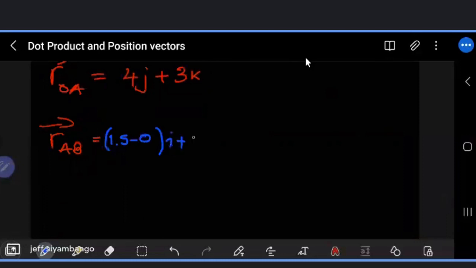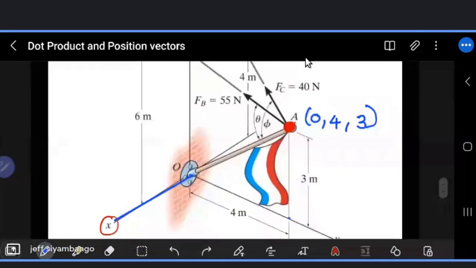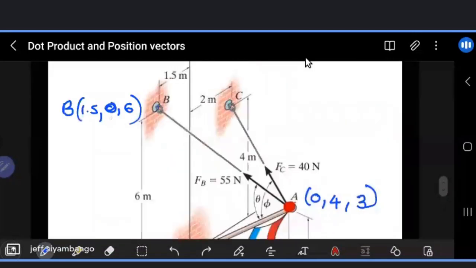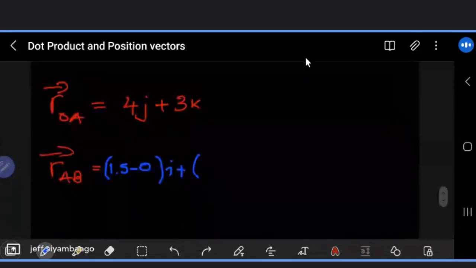Plus, in the Y-axis, the final point again is at B. The final is at B, the initial is at A. So the final in the Y, that's a 0 at B, and that's a 4 at A. So that's a 0 minus 4. This is in the Y-axis.